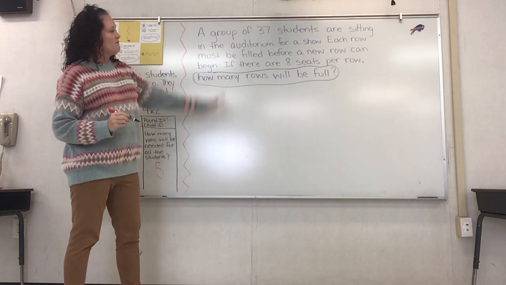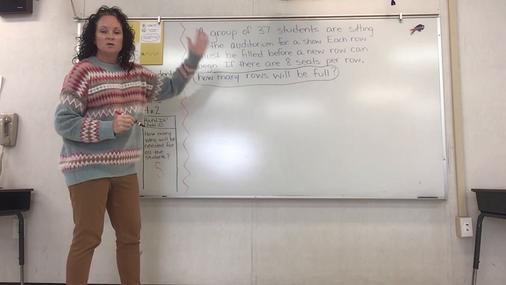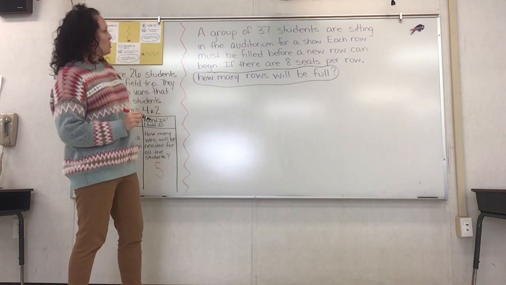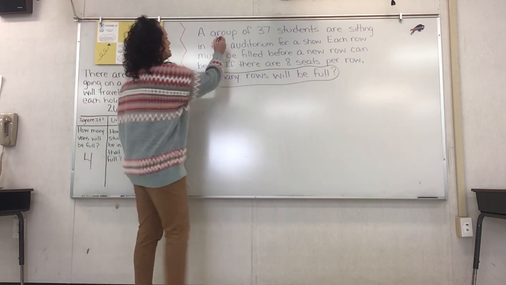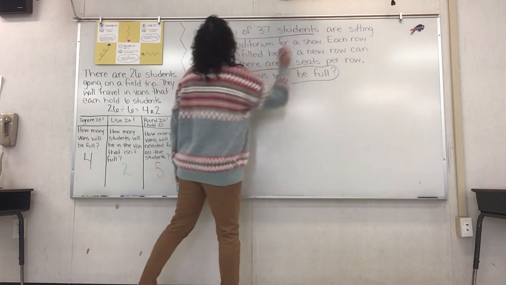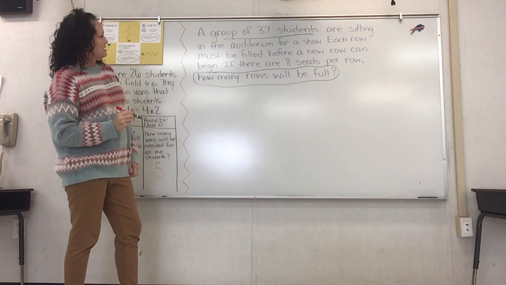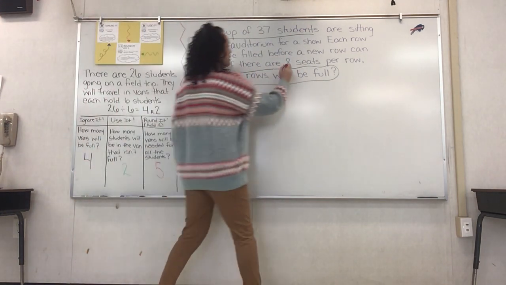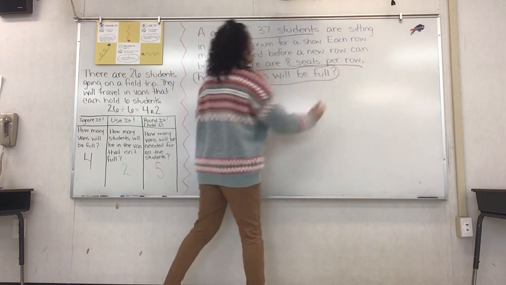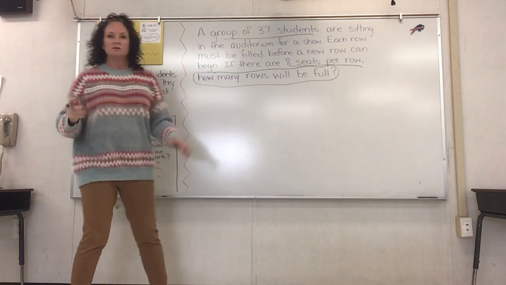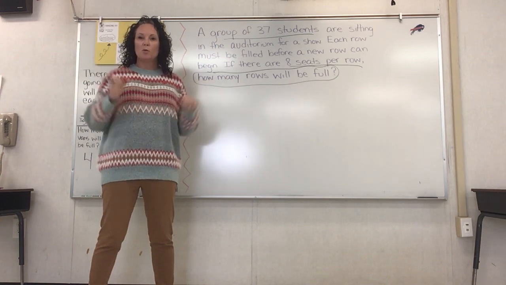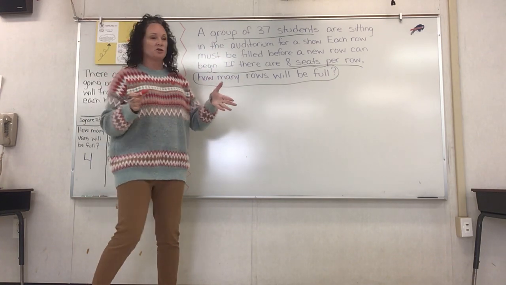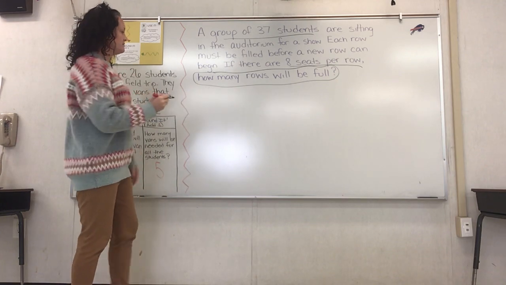Okay, what info do we need to use to figure that out? Well, we've got 37 kids, and let's see, eight seats per row. All right, Munchkins. So remember we've been talking about visualizing, drawing pictures to answer your word problems. Let's draw a picture. So I've got rows of seats, right?